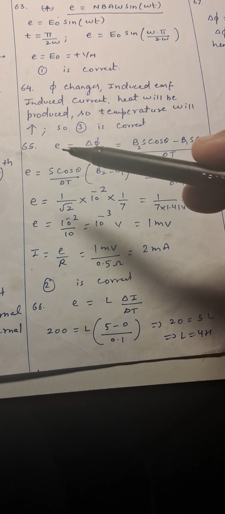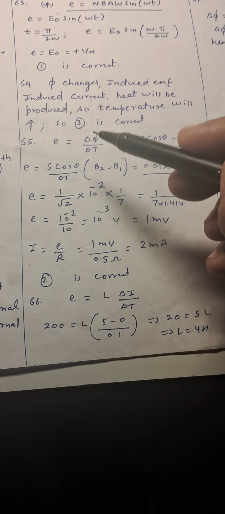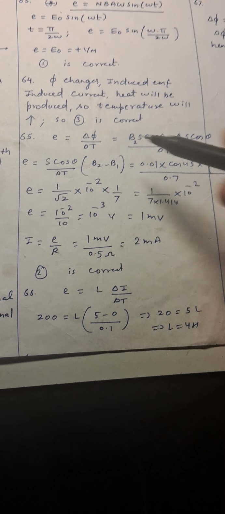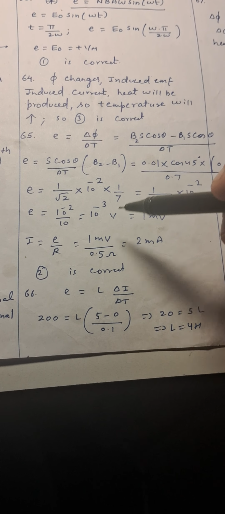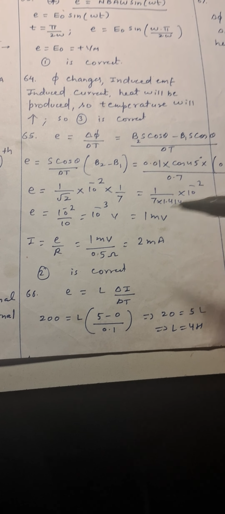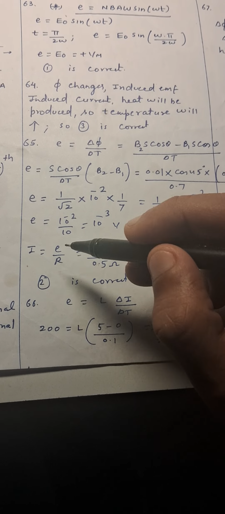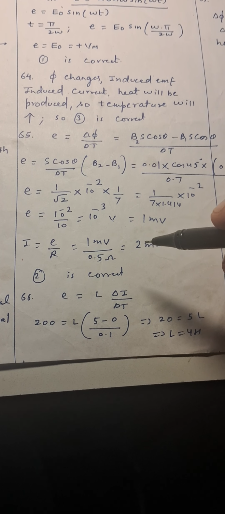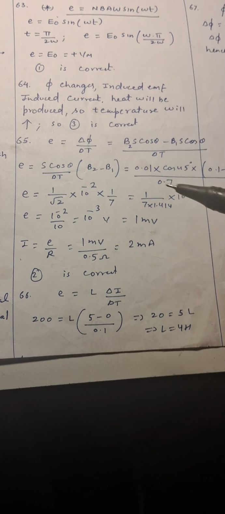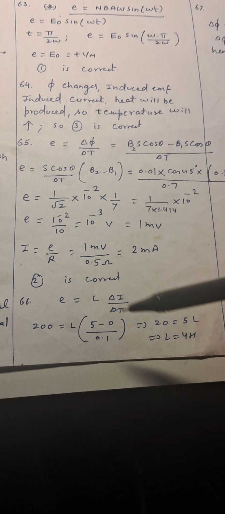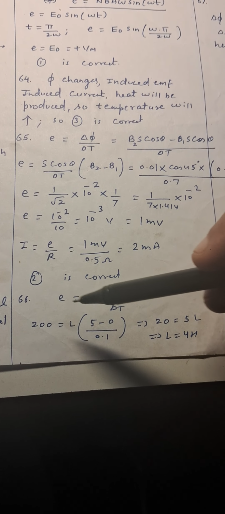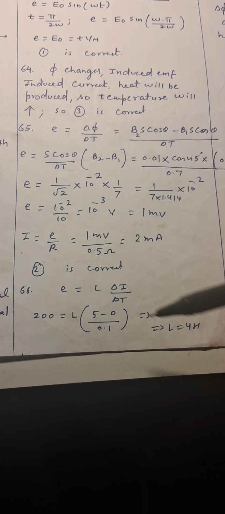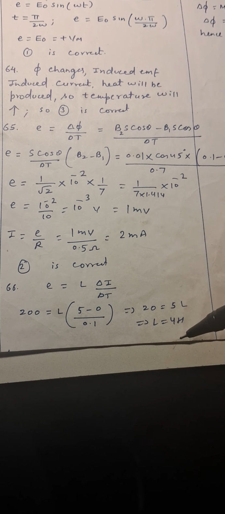Next, we have a question on the calculation of induced EMF. Induced EMF is the change in flux per unit time. Flux is B S cos theta. Using the calculations over here, the induced EMF comes out to be 1 millivolt, and since current is E by R, we have 1 upon 0.5, which gives the result as 2 milliampere. The next question is based on the calculation of self-inductance. Using the formula E equals L delta I by delta T, we have L equal to 4 Henry.